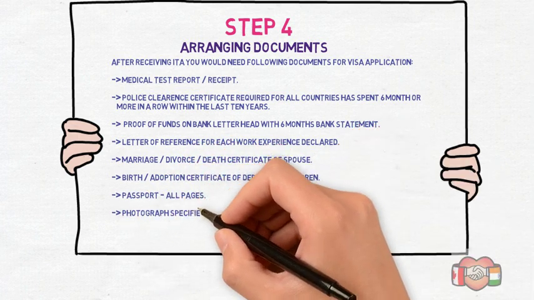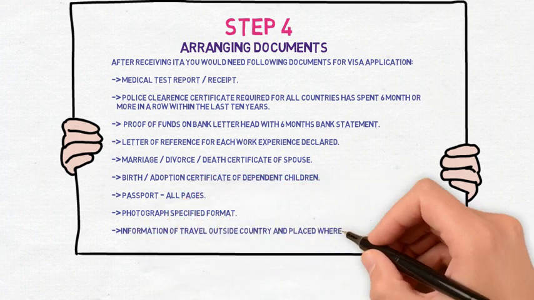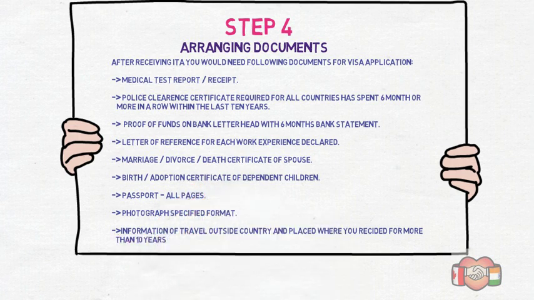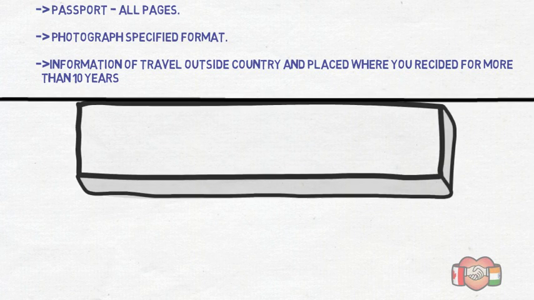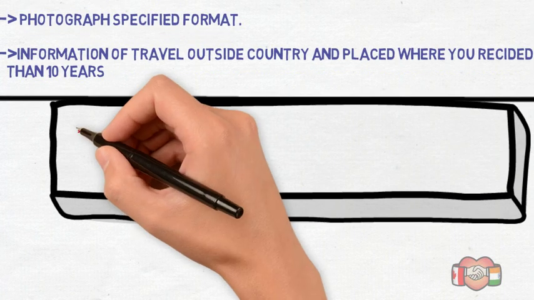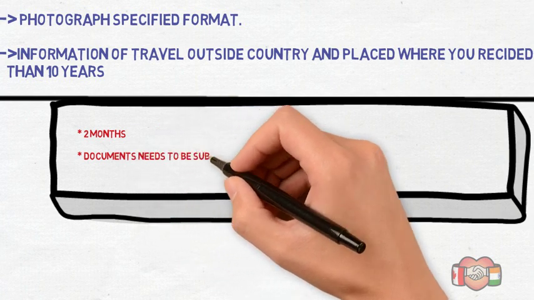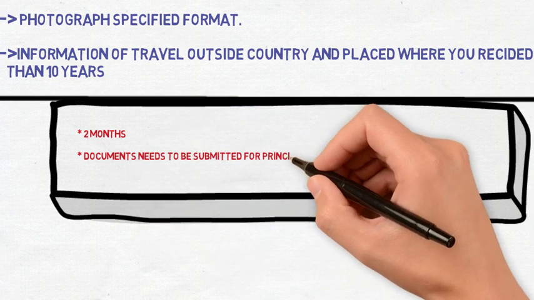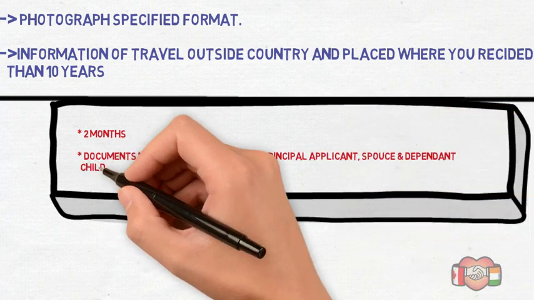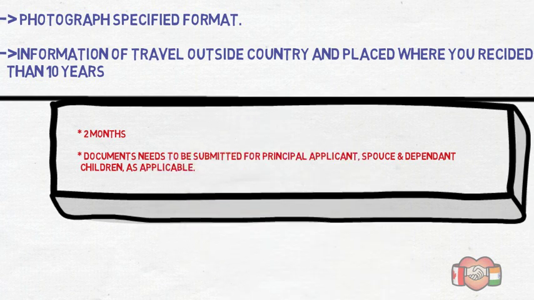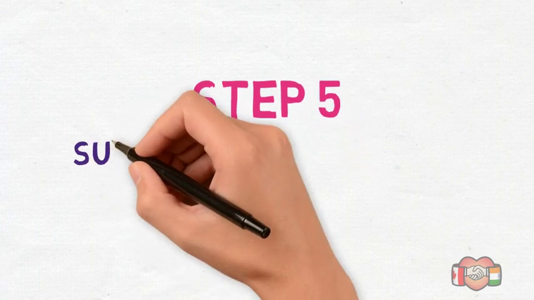Marriage, divorce or death certificate of the spouse. Birth or adoption certificate of dependent children. Colored scan of passport, all pages. Photographs in the specified format. Information of travel outside the country and places where you have resided for more than 10 years. You get a time frame of 2 months to submit all the documents. The documents need to be submitted for the principal applicant, spouse and the dependent children if any.